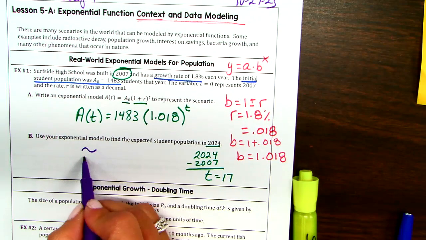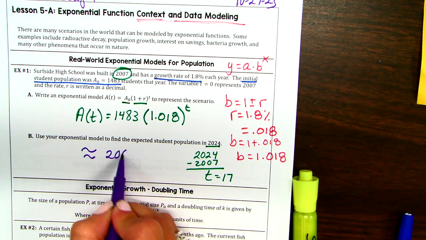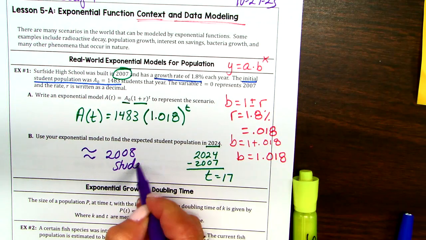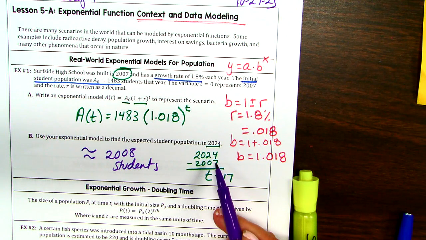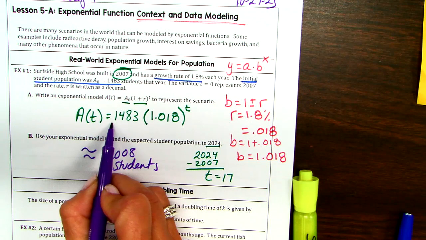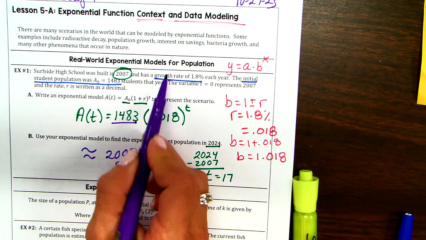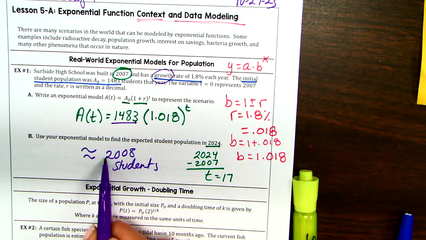So we have approximately 2,008 students 17 years after. Does my answer make sense? Always ask yourself that. We started with 1483. We're growing 17 years later. Good.